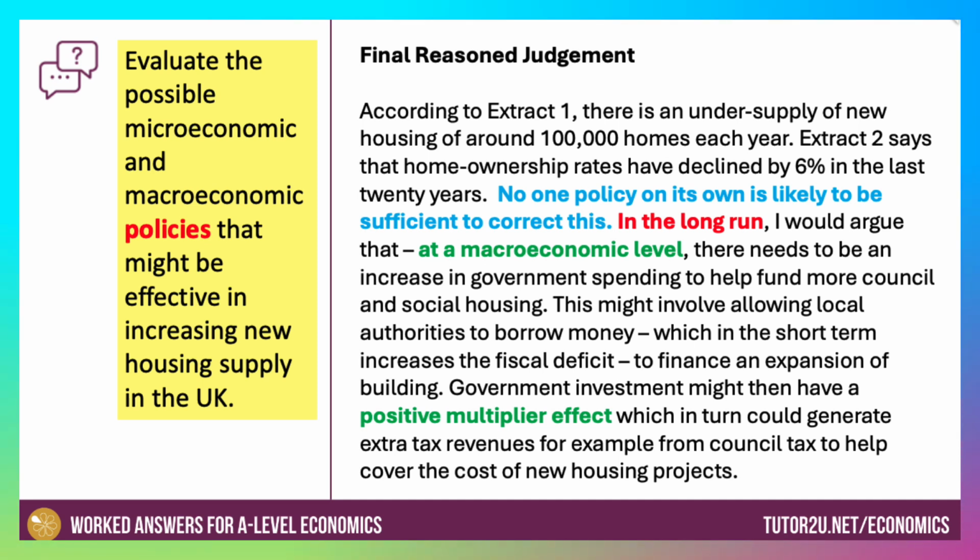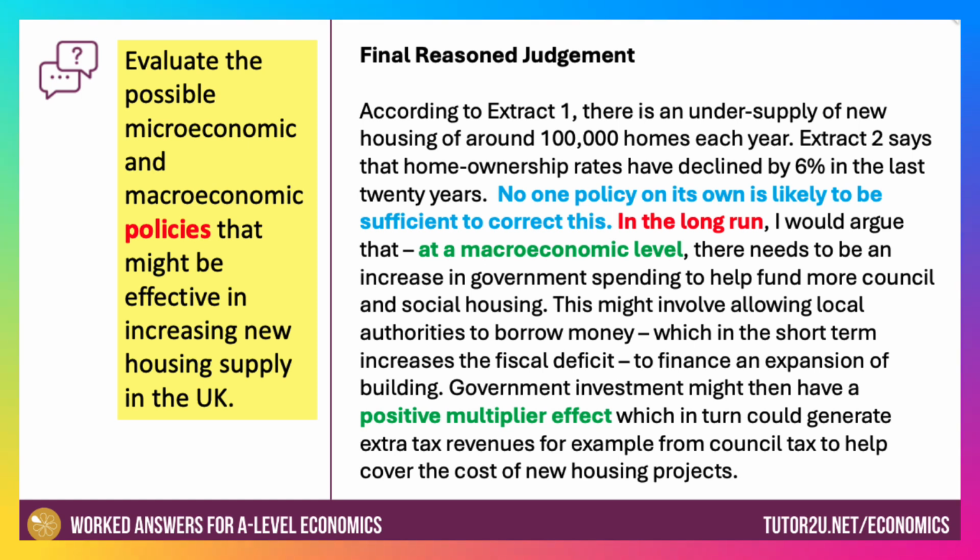Now, then you come to the final reason judgment. I go back to the extract. There's an undersupply of about 100,000 homes each year. Extract 2 says there's been a fall in home ownership. I like this phrase: no one policy on its own is likely to be enough to correct this.